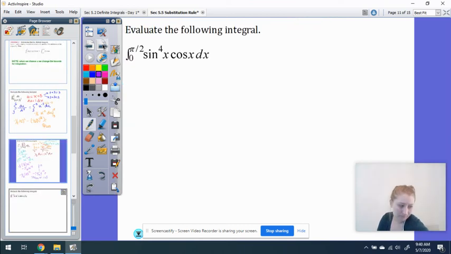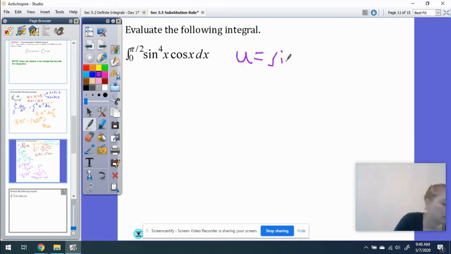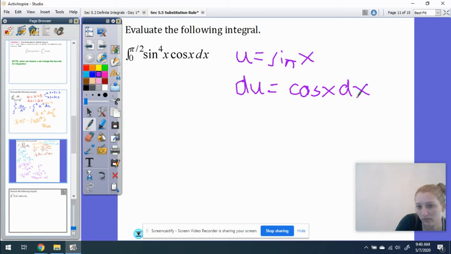One more. And then we're going to learn about a special rule. Okay, so in this case, we are going to say that u is going to be sine x. So du is cosine x dx. All right, so do I have a cosine x dx? And the answer is yes. Good. Thank you. All right, so now the other thing that we want to take into account is the bounds.